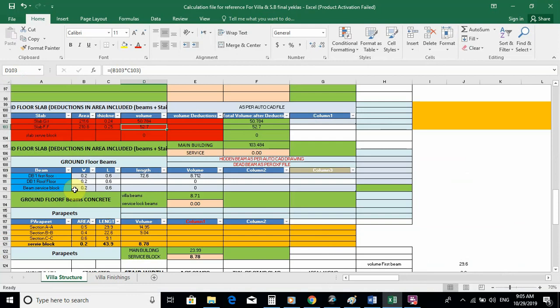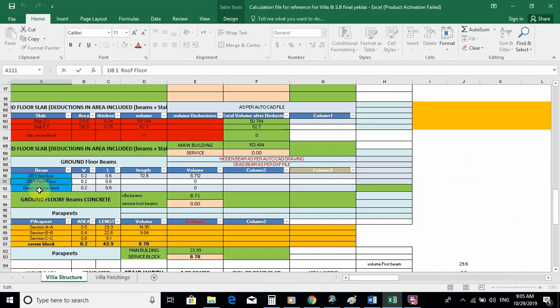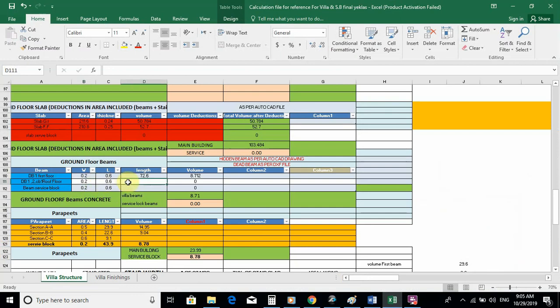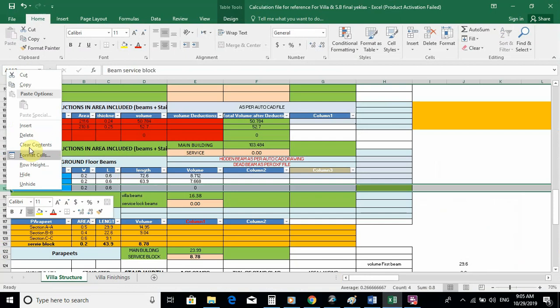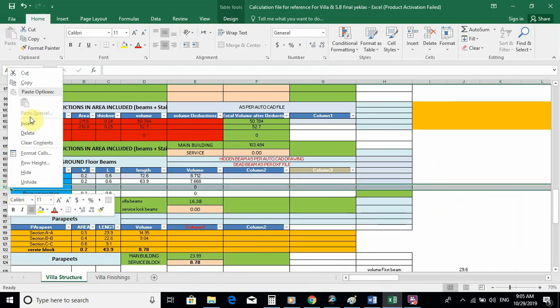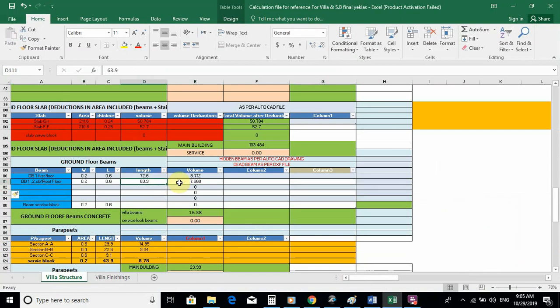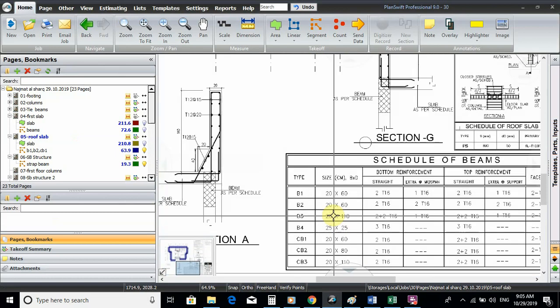63.9. So B1 and 2, CB1. How much is it? 63.9. Okay, now we'll make another maybe two or three cells. Just make sure that the cells are correct. Okay, which is the next beam?